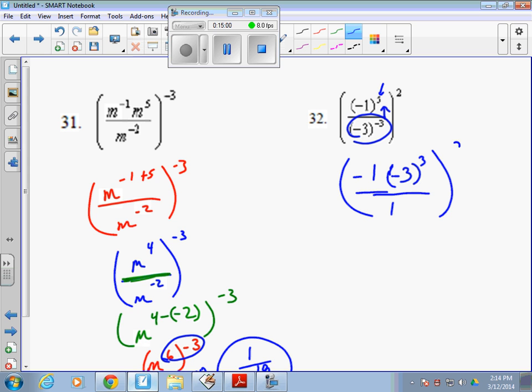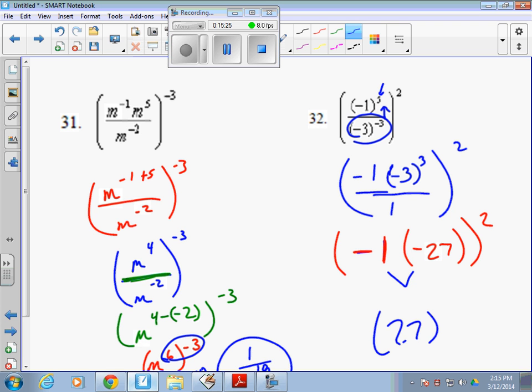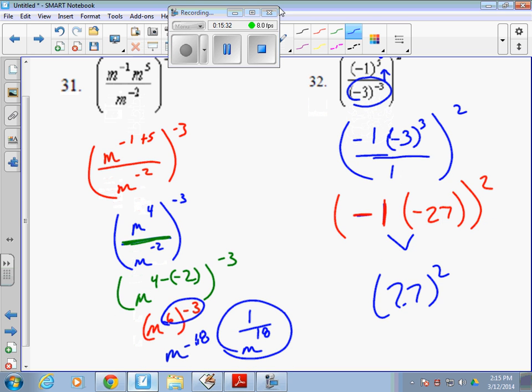All of that is being squared still. So you have negative 3 to the positive 3. Again, an odd exponent is going to be negative at the end. So we have negative 1 times negative 3 times negative 3 is positive 9 times negative 3 is negative 27. And all of that is being squared. A negative times a negative is a positive 27. And 27 squared, 27 times itself, is 729 for that one.